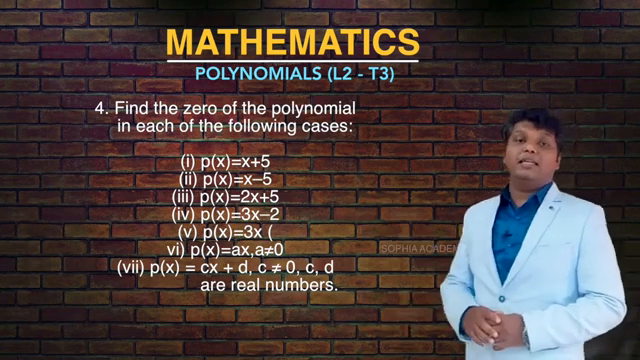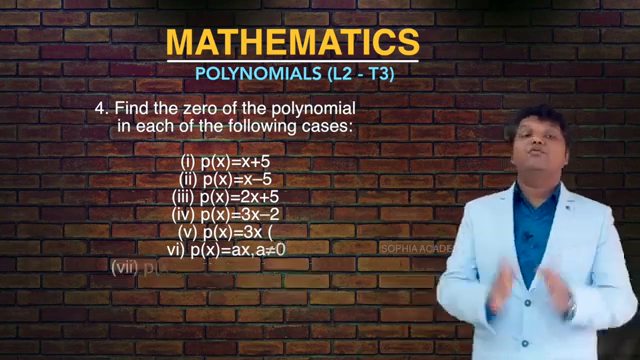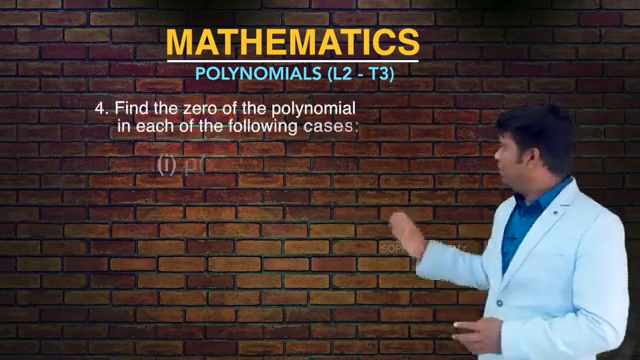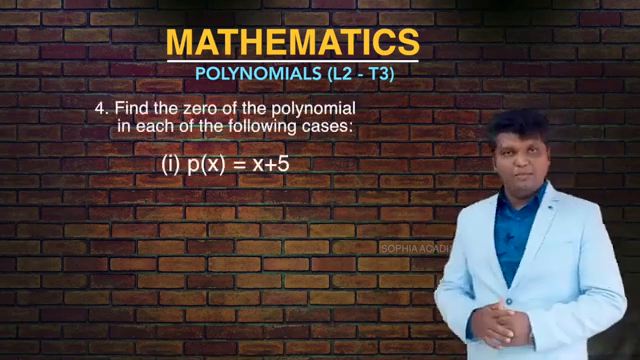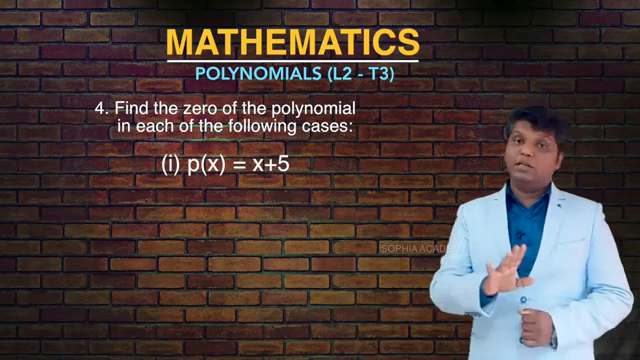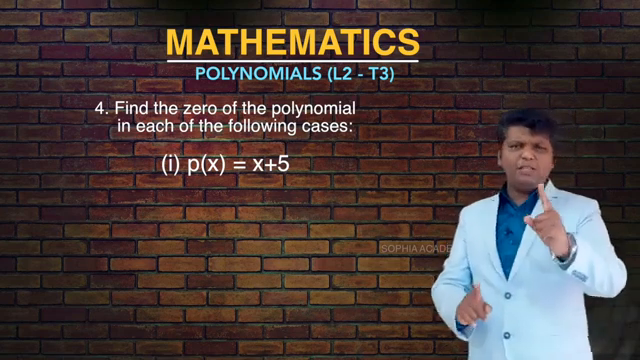Now here comes the next category. The 0 is not given, you will have to find the 0. Here goes the first question, p of x is equal to x plus 5. You have to find the 0. The 0 is not given here, you have to find the 0. Keep this in your mind.